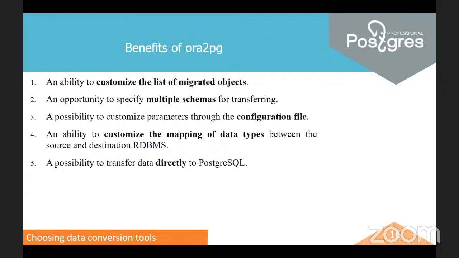So the benefits of Ora2Pg are the following. You can customize a list of migrated objects by using configuration files and regular expressions. You can also choose what to transfer, not only tables, but indexes as well. We can also specify multiple schemas for transferring. And we can customize the mapping of data types between the source and the destination database management system. We can transfer data directly to Postgres. In some cases, we can write our own queries to let Ora2Pg know how to handle a specific table.